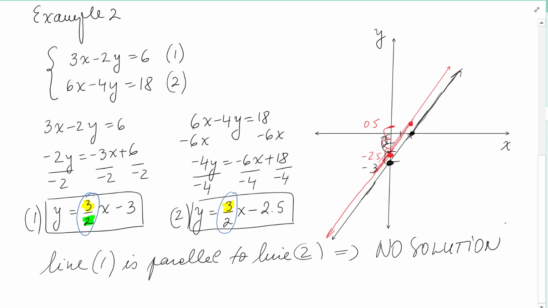So graphically, if the lines are parallel, they don't intersect, then there is no solution. There is no x and y that replaced in both equations gives us something true.